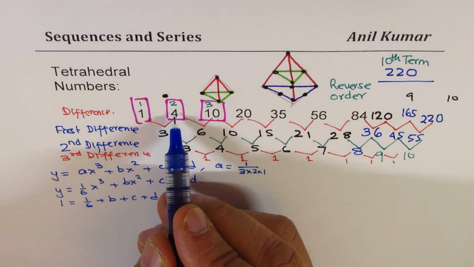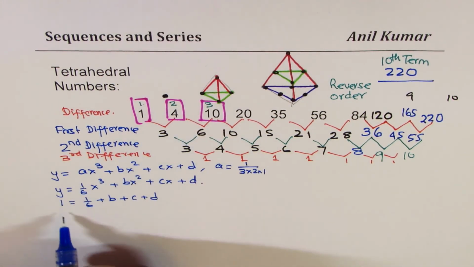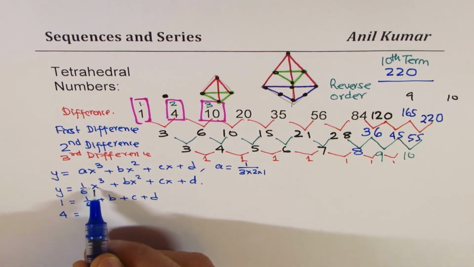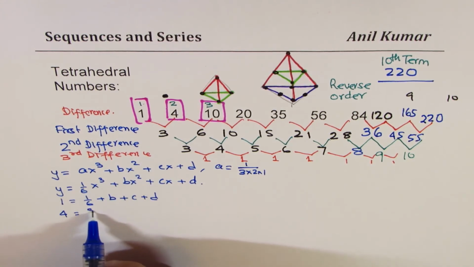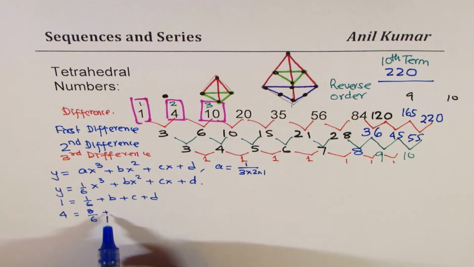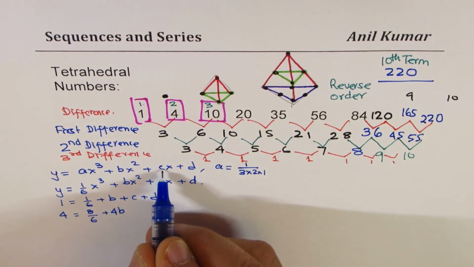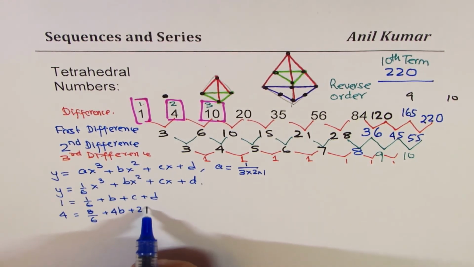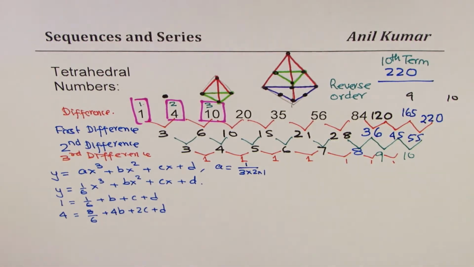If I use 2 and 4, for y I get 4 equals, 2 cubed is 8, so I'm writing 8 over 6 here. 2 squared is 4, so I'm writing 4b. And 2 is 2, so we get plus 2c and plus d. Is it okay? So we get these two equations.